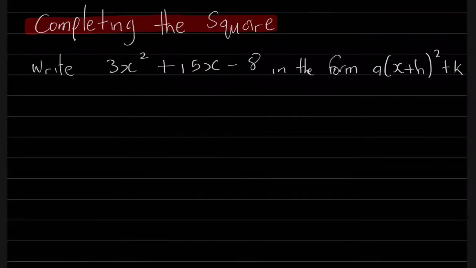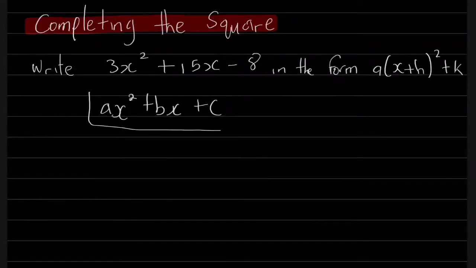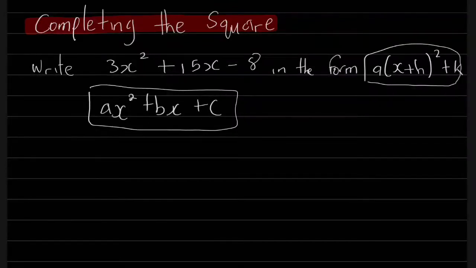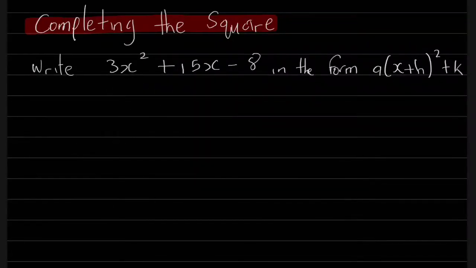So when we are completing the square, we are basically transforming, or writing back, the general form for a quadratic, ax squared plus bx plus c, into this form: a open bracket x plus h close bracket squared plus k. And we know a will be the number in front of x squared, and we have to find what h is and what k is.